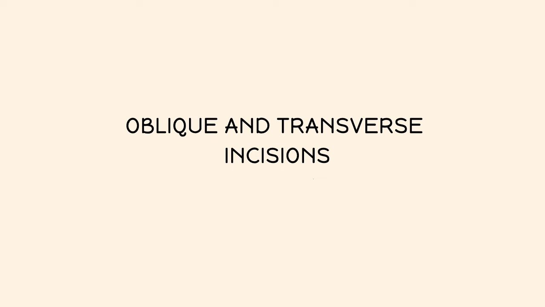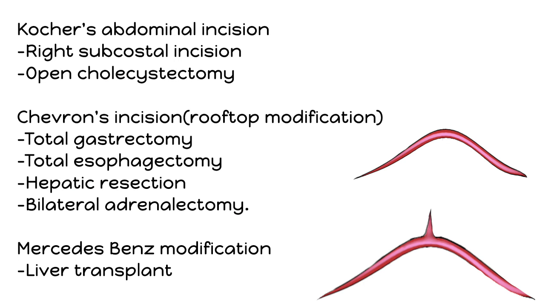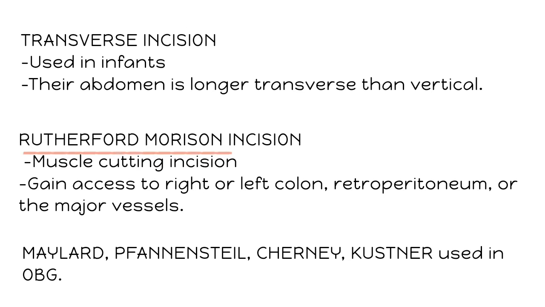Oblique and transverse incisions. The right subcostal or Kocher's abdominal incision is used for open cholecystectomy. Modifications are Chevron's incision used for total gastrectomy, esophagectomy, hepatic resection, and bilateral adrenalectomy. Another modification is the Mercedes-Benz incision used in liver transplant. Transverse incision is used in infants for better access to the abdomen.